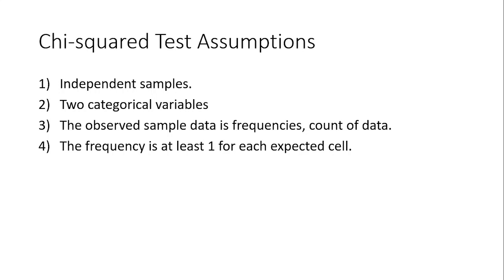So let's see. You need two independent samples, two categorical independent samples at least. You can have more than that. The observed sample data is frequency counts of data, so the thing that you measure is the number of trials. You need multiple trials if you want to do a chi-square test, and the expected frequency of each cell must be at least one. It's generally one, so you don't need to worry about this.